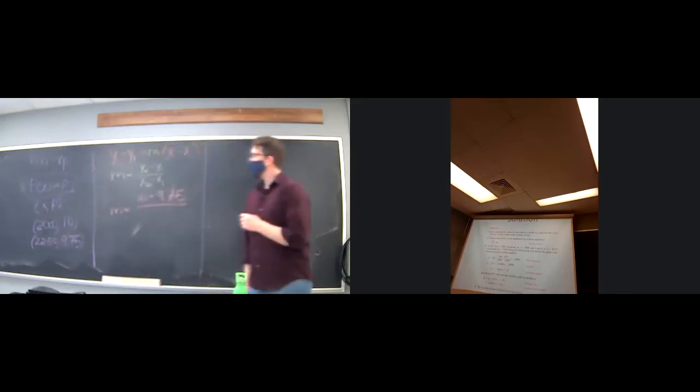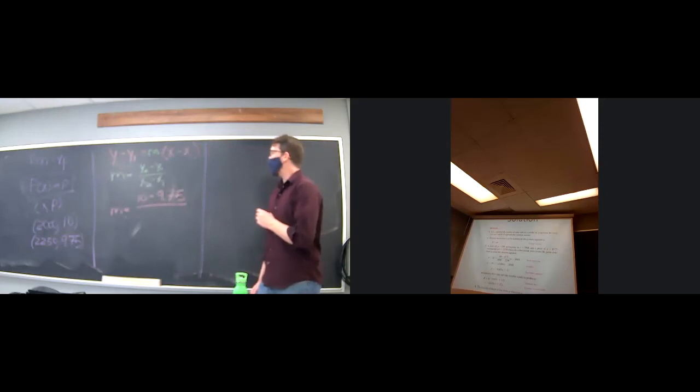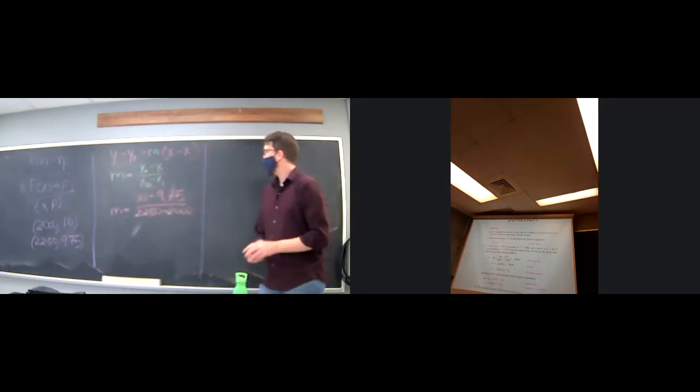M is going to come out to be 10 minus 9.75 divided by 2250 minus 2000. What did you do the other one? 2000 minus... From our x values.